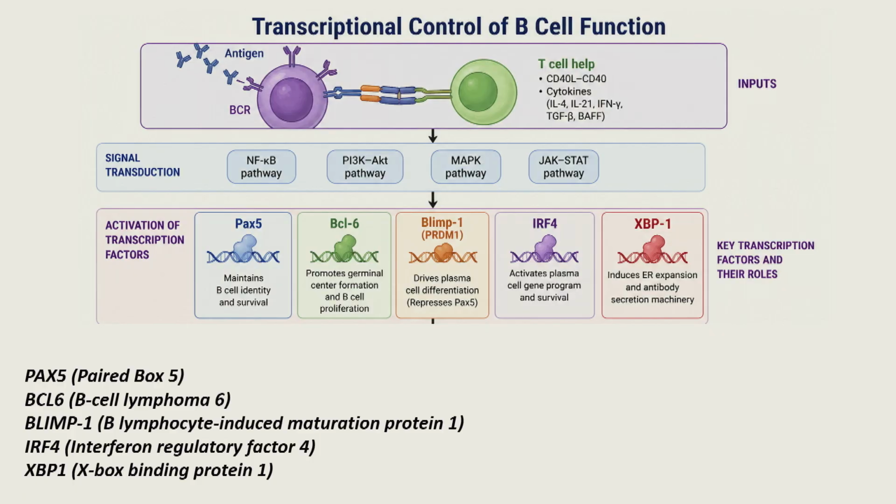So these are doing some activation of the transcription factors such as PAX5. PAX5 stands for paired box 5 protein, which is maintaining the B cell identity and survival. So these can help the B cell to survive a little longer. So we need to express PAX5 protein if we want to keep the B cell in the circulation a little longer.